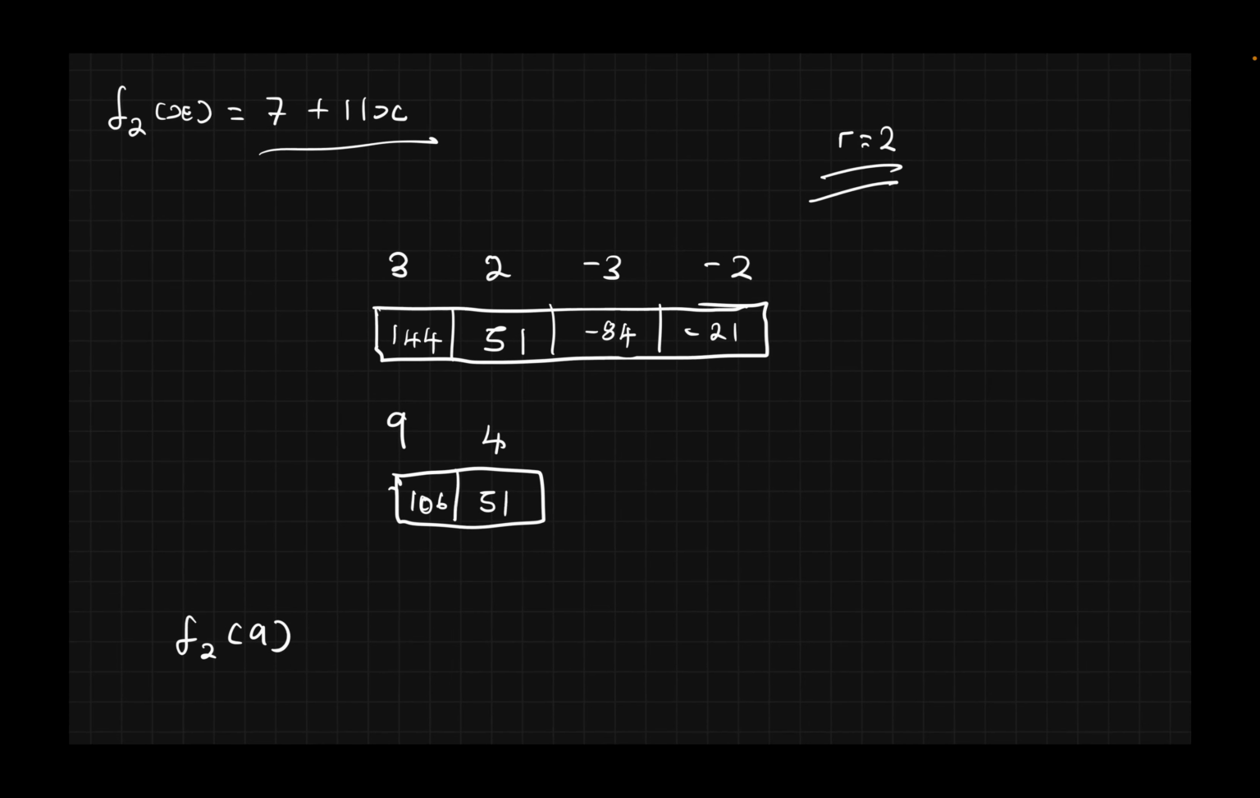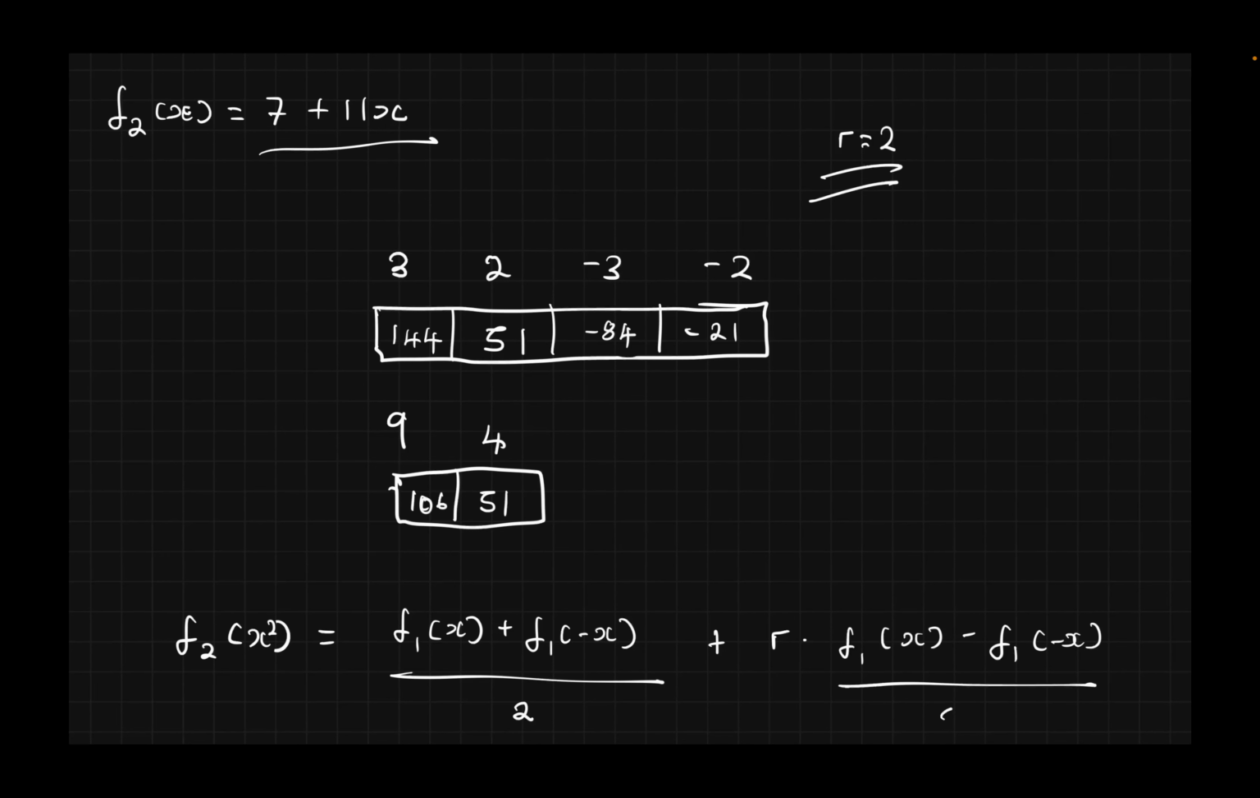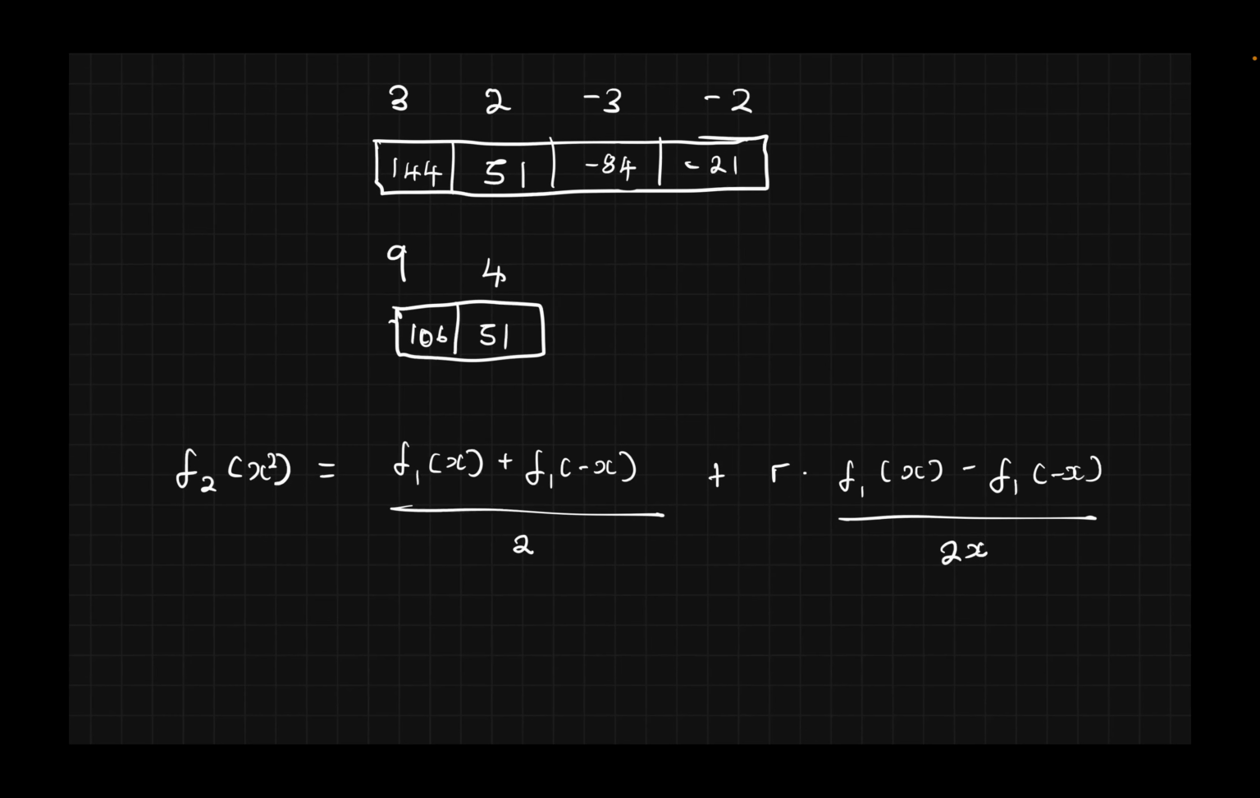Okay. So now F2 of 9, right? That's our goal. Our goal is F2 of 9. What was the formula again? F2 of x squared, right? Is equal to what? F1 of x plus F1 of minus x, divided by 2, right? Plus R times F1 of x minus F1 of minus x divided by 2x. Okay? Now if we're evaluating F2 of 9, we're trying to figure out a way to get F2 of 9 only using values from F1.